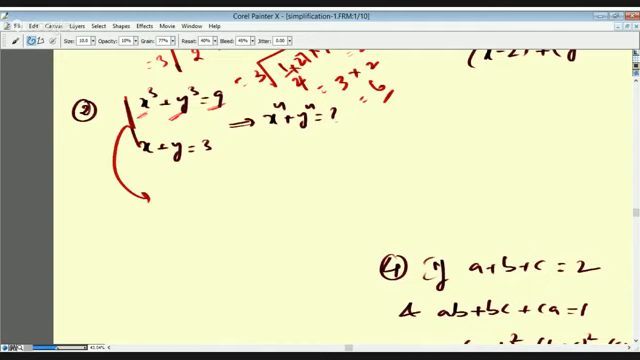So what are those numbers? 1 cube plus 2 cube. So what is 1 cube? 1. What is 2 cube? 8. So these two will give 9. This is general thinking. So we can say that x is 1 and y is 2.